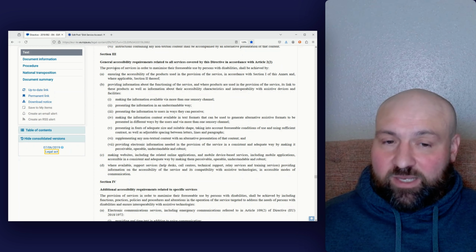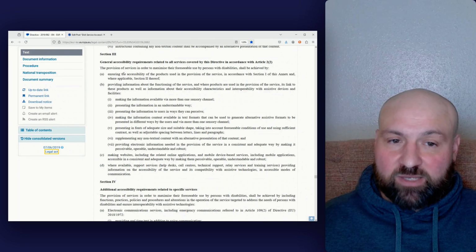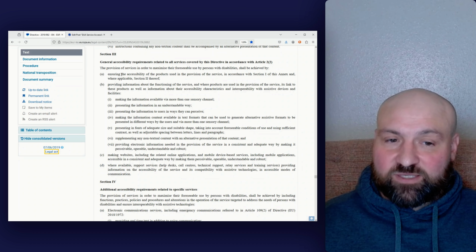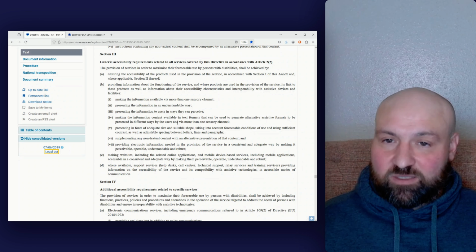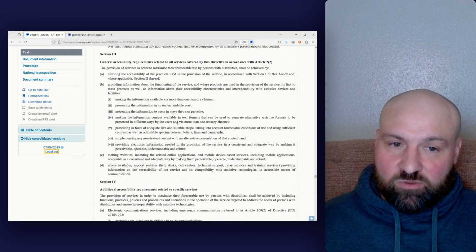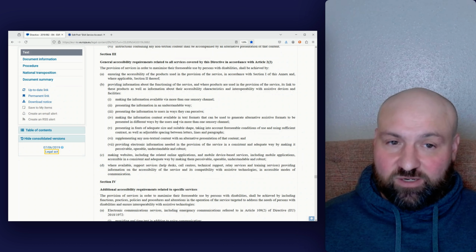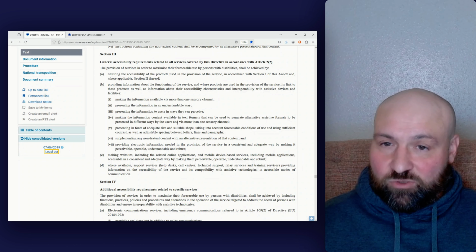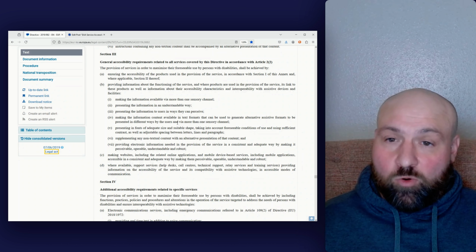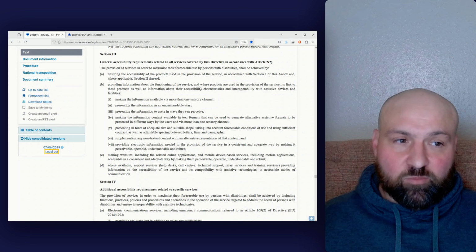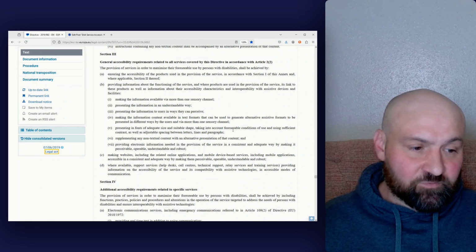So this is a really important section, and you're going to pay attention to the four letters in this section, and then also the sub-bullet points under letter B. These are all going to be accessibility requirements that you're going to implement to make sure that your services are accessible. And this applies to all service providers who are covered by the European Accessibility Act.